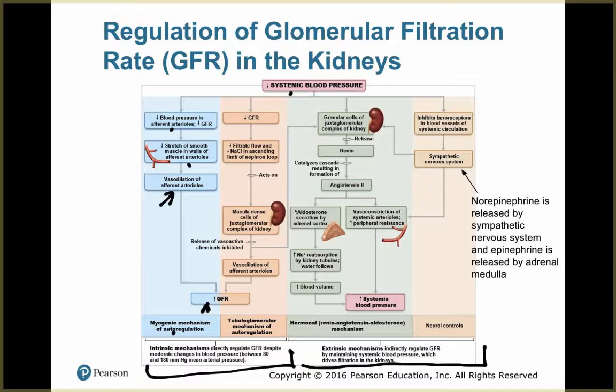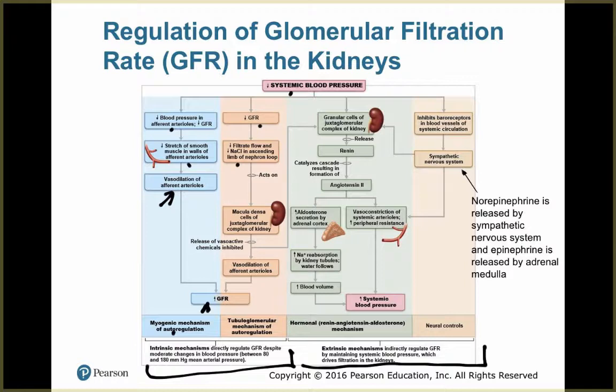Of course, when we're looking at the tubuloglomerular mechanism, this starts with a reduction in the GFR, which means there's less filtrate flowing and less sodium going into the ascending limb of that nephron loop, or what used to be known as the loop of Henle.